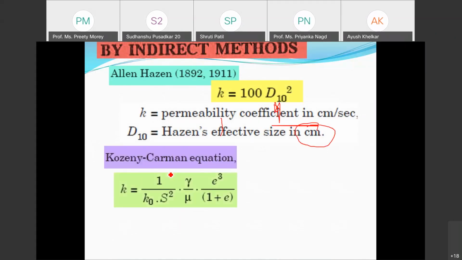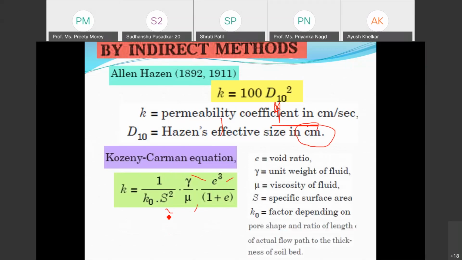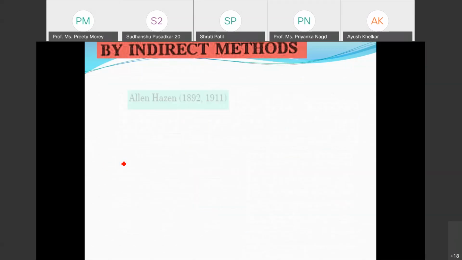This is another equation given by the Kozeny-Carman equation, where I need the surface area, viscosity, void ratio, and unit weight, which I can get. The specific surface area, and KJ is a factor depending upon the pore shape, ratio, length, and actual flow of the soil bed. So these are the two equations which can be directly used. But in many GATE examinations, I found this first equation, K is equal to 100 D10 square, has been asked as a question.